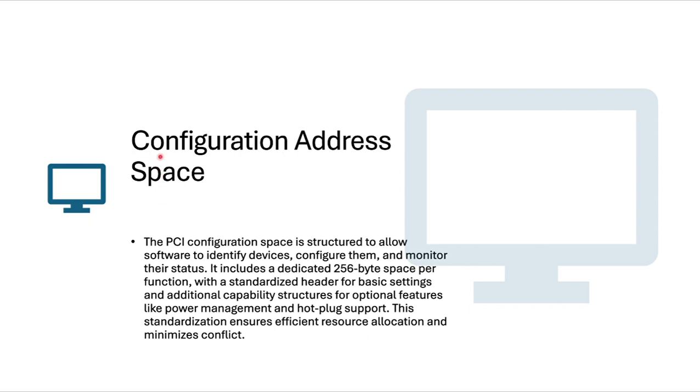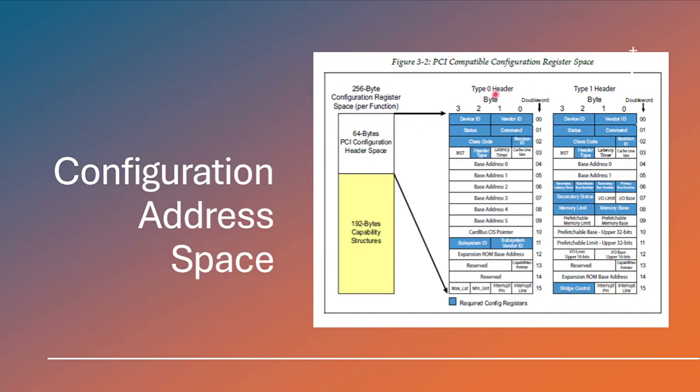These are the configuration registers inside our design, which is the PCIe device. Inside the device, these registers form the configuration address space. The configuration address space is 256 bytes. This is the type 0 header. 64 bytes are for the header space. This is the complete header. It is 64 bytes.